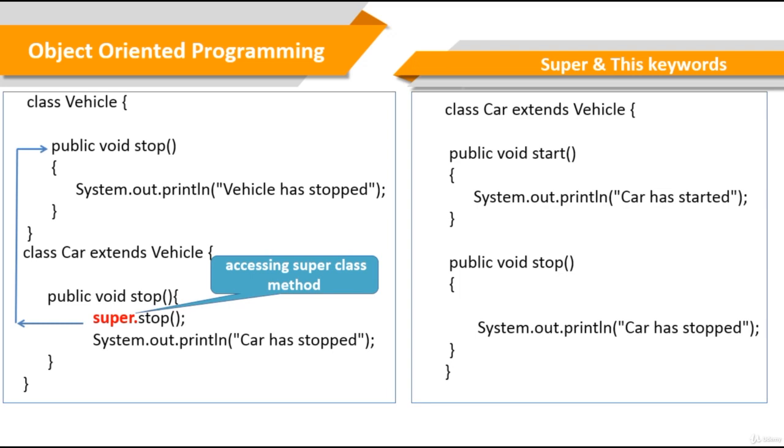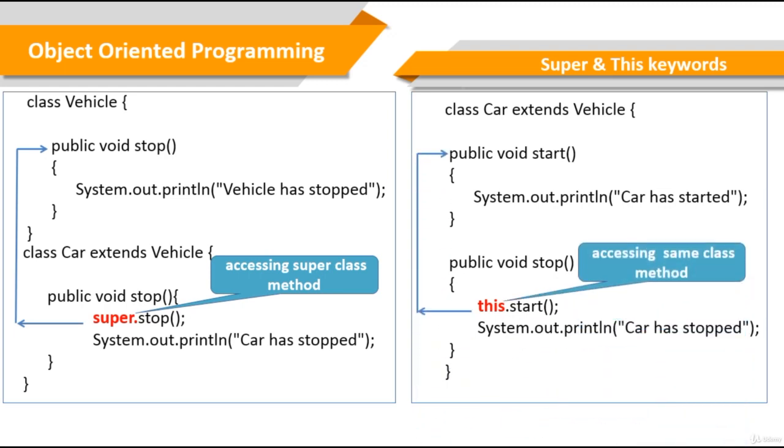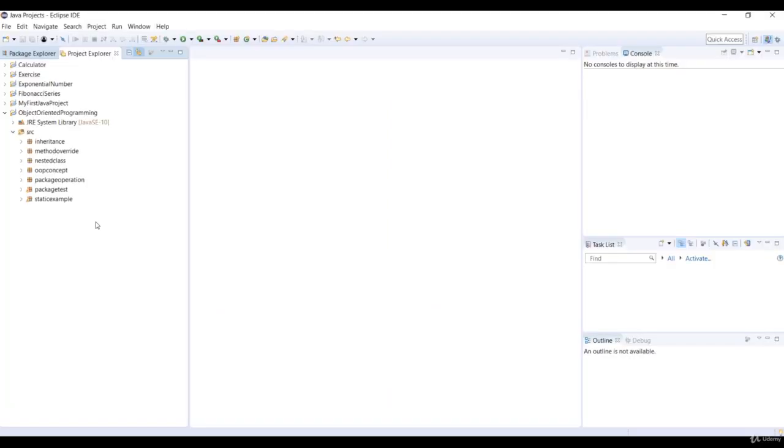This keyword is used to access the same class members inside the same subclass. In our example, subclass car class is using this keyword to access its own start method. So we can also access other members of this class, such as variables and constructors, using similar methods. Let's see some examples of using the super and the this keyword.